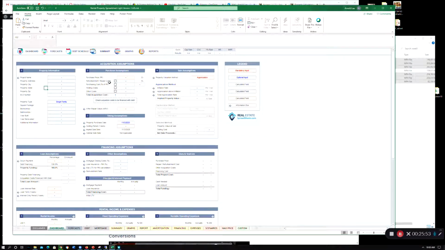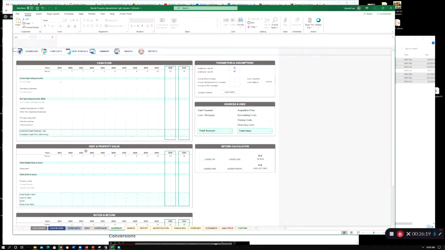You can look at how much it's going to cost to renovate the property. They'll put in things like inflation and your appreciation. They have different property valuation models, and various levels of complexity on the type of loan or financing that you're going to do. And then they'll do things like this here. Let's look at the summary. They'll look at your cash flow over the years. They'll look at how your loan is going to play out over the years.